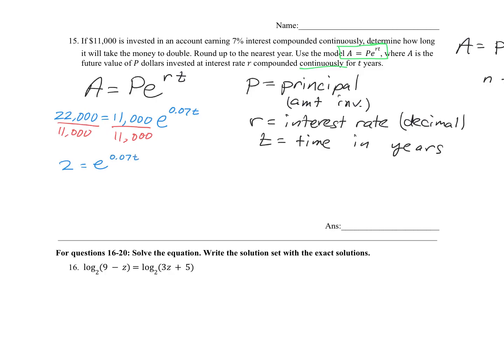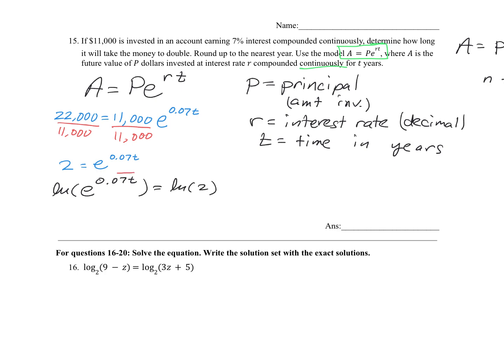And that makes sense because we are doubling our money. If you want to triple your money, you would see a 3 showing up there. If you're going to be quadrupling your money, it'd be a 4, and so on. So we really have e to the 0.07t equals 2. We're now going to take the natural log of both sides. And I'm going to reverse the order around so it's a little easier to talk about. So the natural log of e to the 0.07t equals the natural log of 2.